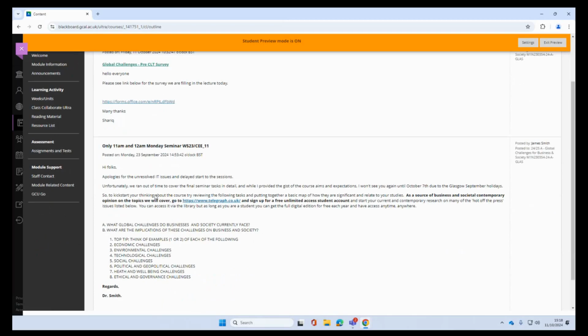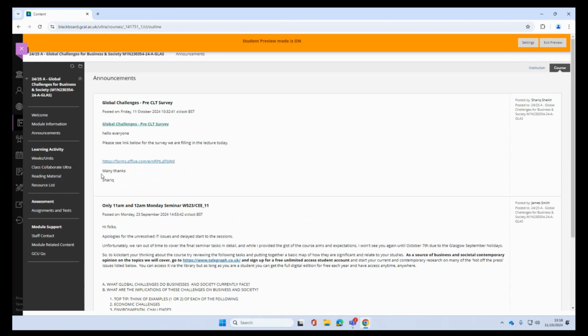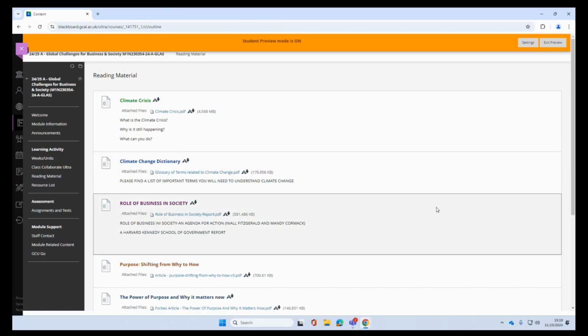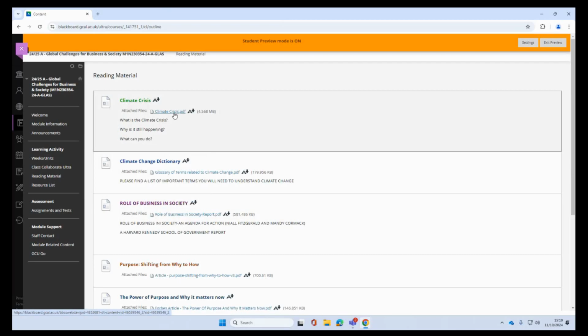And some of the seminar tutors might be putting up information just in case they want to talk to you about something. And then the most important category is your learning activity on GCE Learn. You've got two most important ones underneath it. One is weeks/units, and the other one is reading material. I'll go to reading material first, and I'll be adding things here every week. Right now what you see is a little ebook called Climate Crisis. It's written by Oxfam, and it's got 3 key questions. What is climate crisis? Why is it still happening? And what can you do about it?